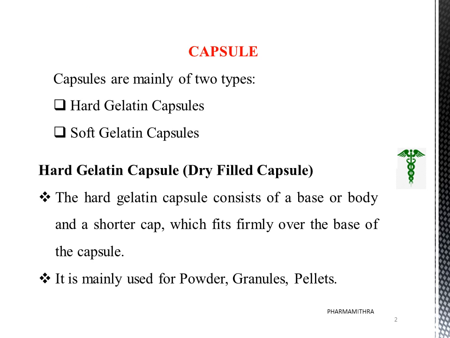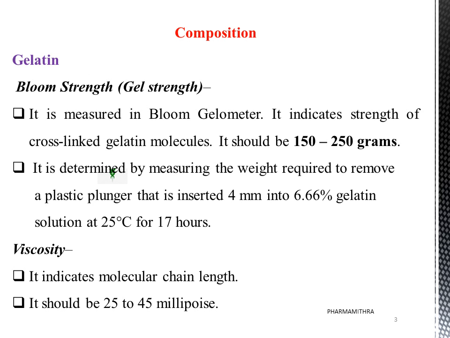First of all, what is a capsule? Capsules can be of two types, either hard gelatin capsule or soft gelatin capsule. Hard gelatin capsule is otherwise called dry fill capsule. It consists of a base or a body and a shorter cap which fits firmly over the base of the capsule. This is the basic concept of a capsule, and it is mainly used for powder, granules, pellets, etc.